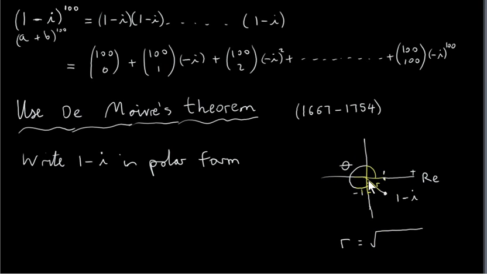Well, r is found by Pythagoras' theorem: the square root of the real part squared plus the imaginary part squared. The real part squared is 1 squared. The imaginary part squared is minus 1 squared, which is the same as plus 1 squared. So we get the square root of 2.